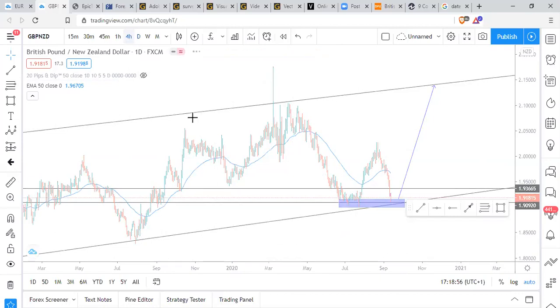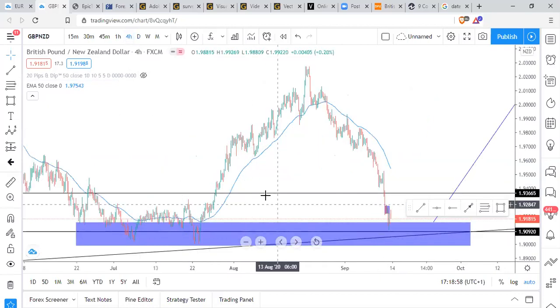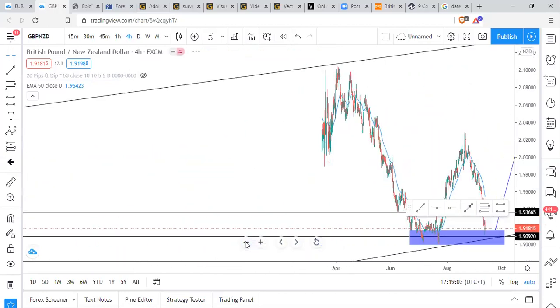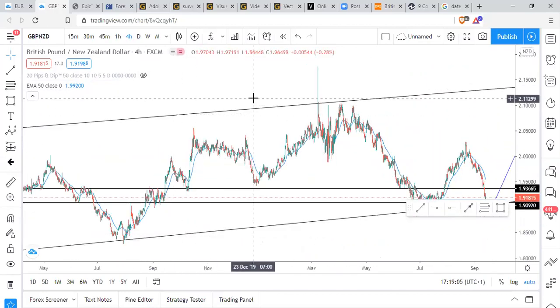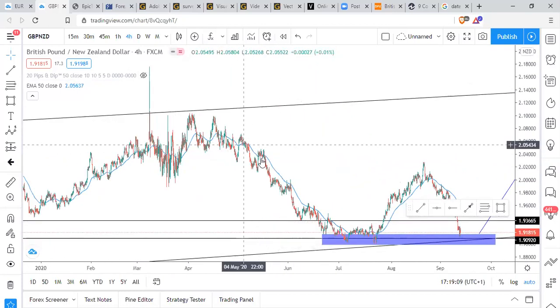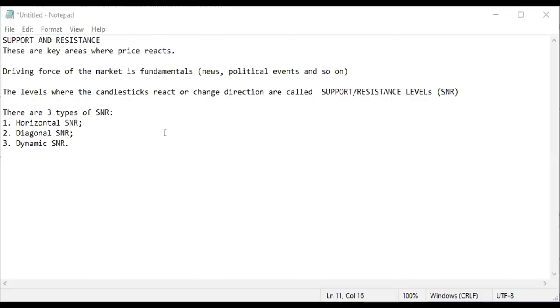Okay, so by horizontal, I mean this horizontal line. By diagonal, I mean your trend line. See it here, it is a moving diagonal line. Then by dynamic, I mean your moving average. Okay, so let me share this one right here. For horizontal, okay.